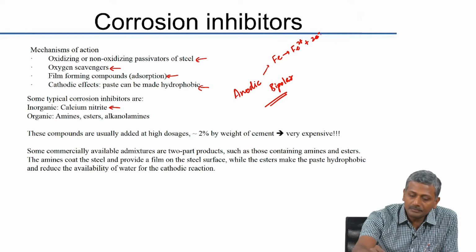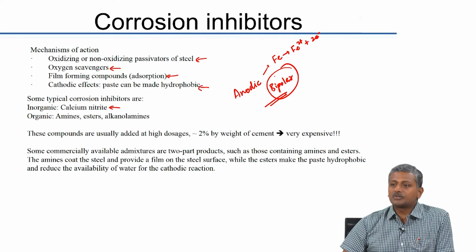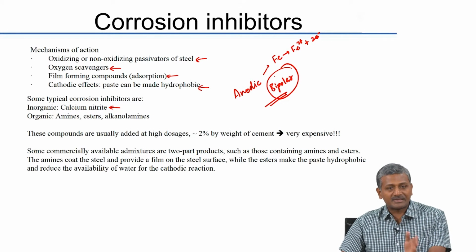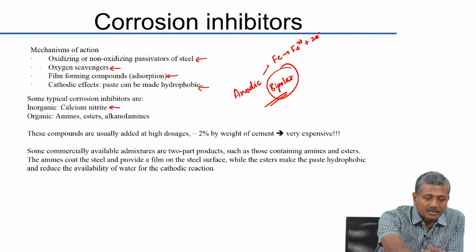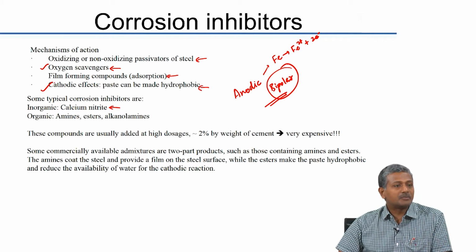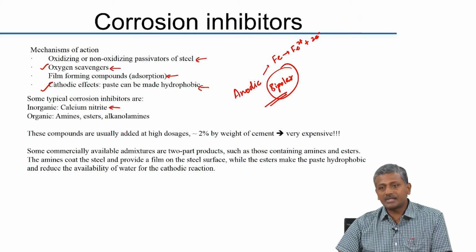But the bipolar ones are going to be more effective because they are going to be suppressing the anodic reaction. At the same time, they will have these effects of scavenging the oxygen and preventing the moisture access to the steel site.